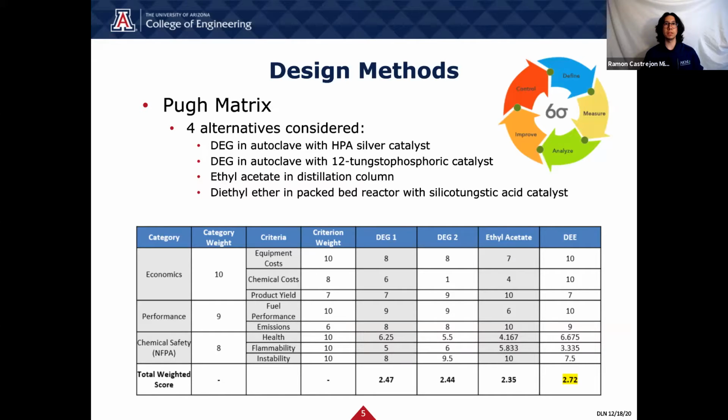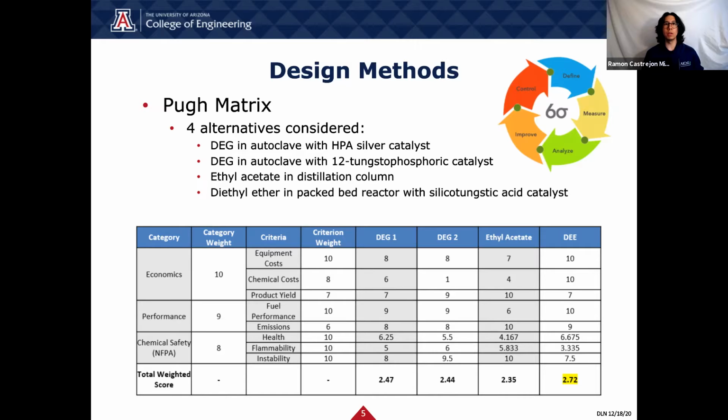Moving to our design methods, the team used the POM matrix to narrow down some of the popular fuel additives. The alternative consists of 4 different synthesis paths, starting with diethylene glycol ethyl ether, or DEG, made with silver catalysts. DEG is also synthesized from a tungstophosphoric catalyst reaction, ethyl acetate made from distillation, and our beloved DEE.